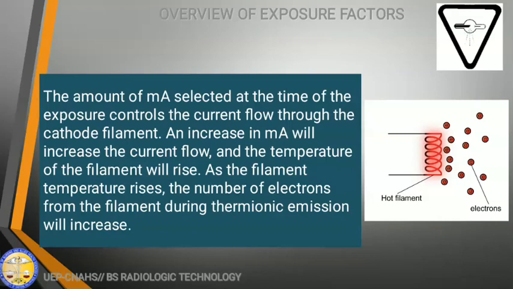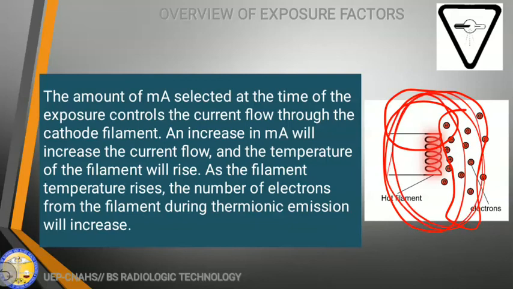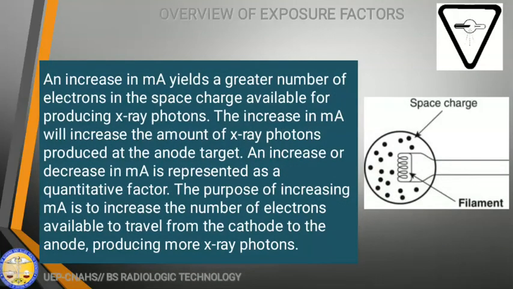So what are the direct bearings of MA? The amount of MA selected at the time of the exposure controls the current flow through the cathode filament. An increase in MA will increase the current flow, and the temperature of the filament will rise. Therefore, as the filament temperature rises, applying thermionic emission, the number of electrons from the filament will definitely increase. This cloud of electrons, as a review, is what we call the space charge. So an increase in MA yields a greater number of electrons in the space charge available for producing X-ray photons. Again, with MA we are particularly concerned with the number of electrons.